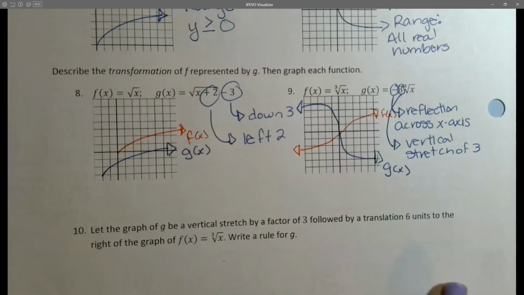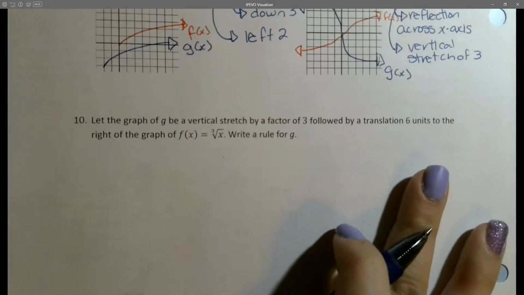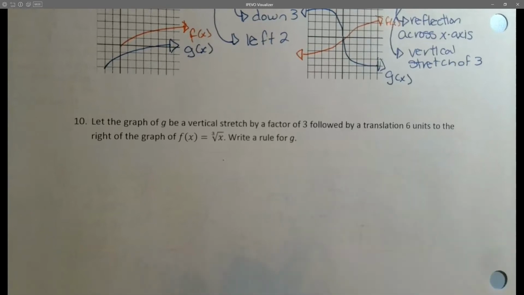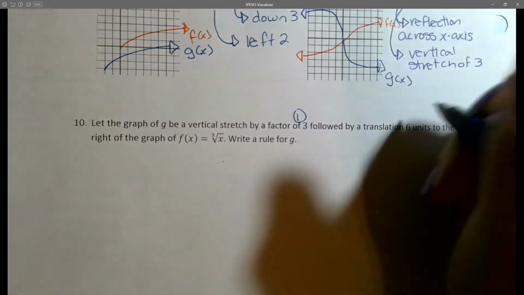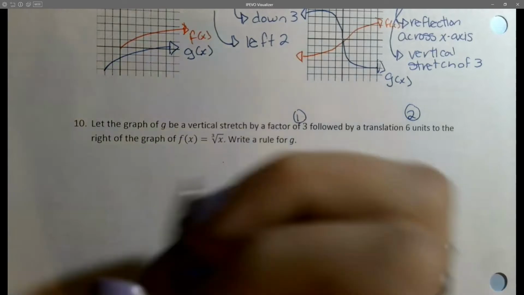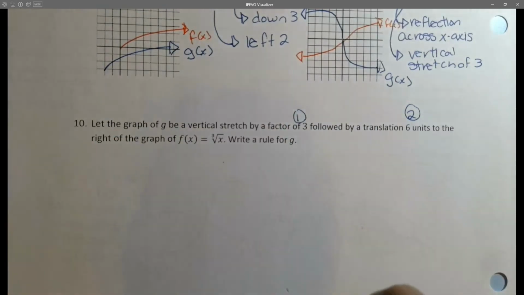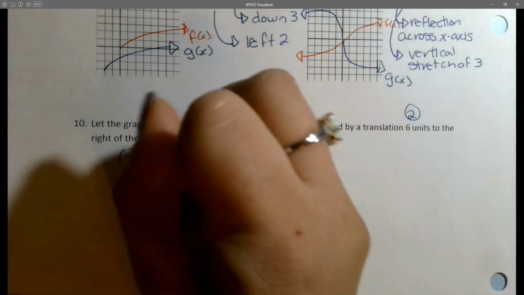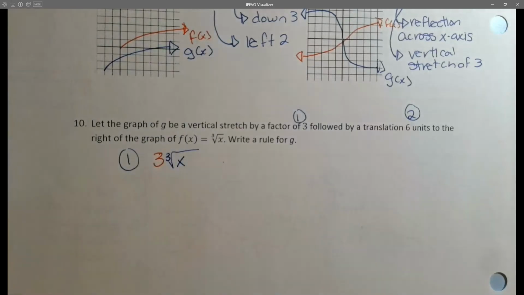All right, then we have our final problem. It says let g be a vertical stretch by a factor of 3, followed by a translation 6 units to the right of f of x equals the cube root of x. So our first step is the vertical stretch. So I will do the change in red and the parent function in blue. So all you do for vertical stretches and shrinks is you multiply by the existing function. So I have 3 times the cube root of x.